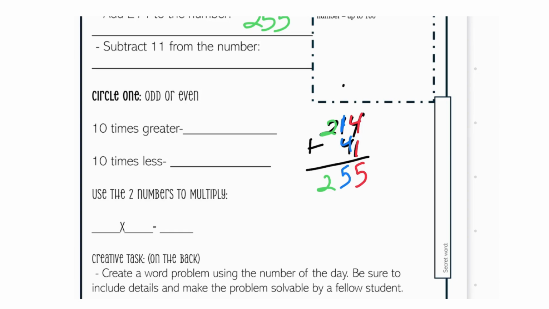Now, if we were to subtract, we would take our 41 and subtract 11. We don't have any bigger numbers on the bottom, so we don't have to worry about borrowing. So we subtract 1 minus 1, which equals 0. Then we subtract 4 minus 1, which equals 3. So if we subtract 11 from the number 41, we get 30.